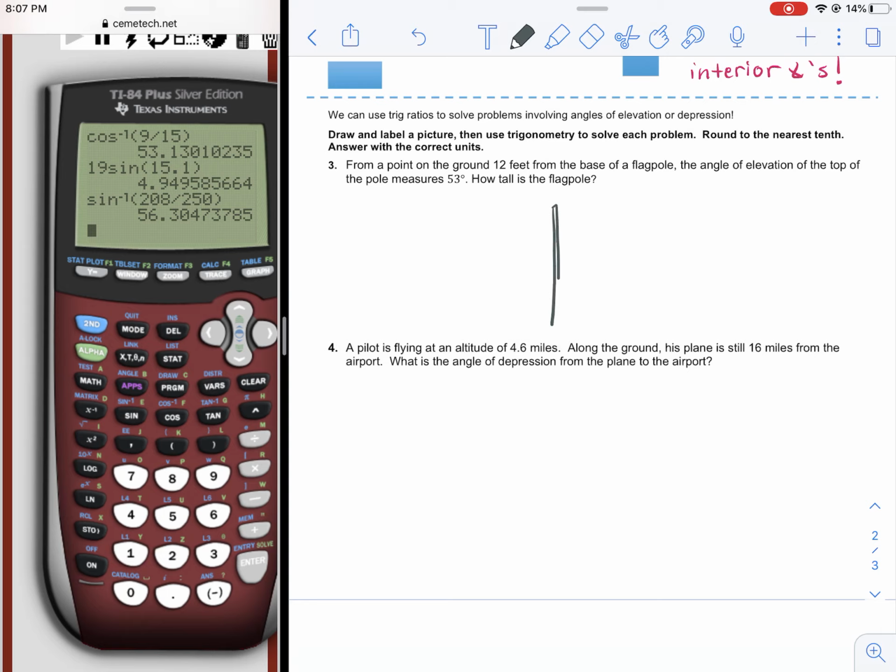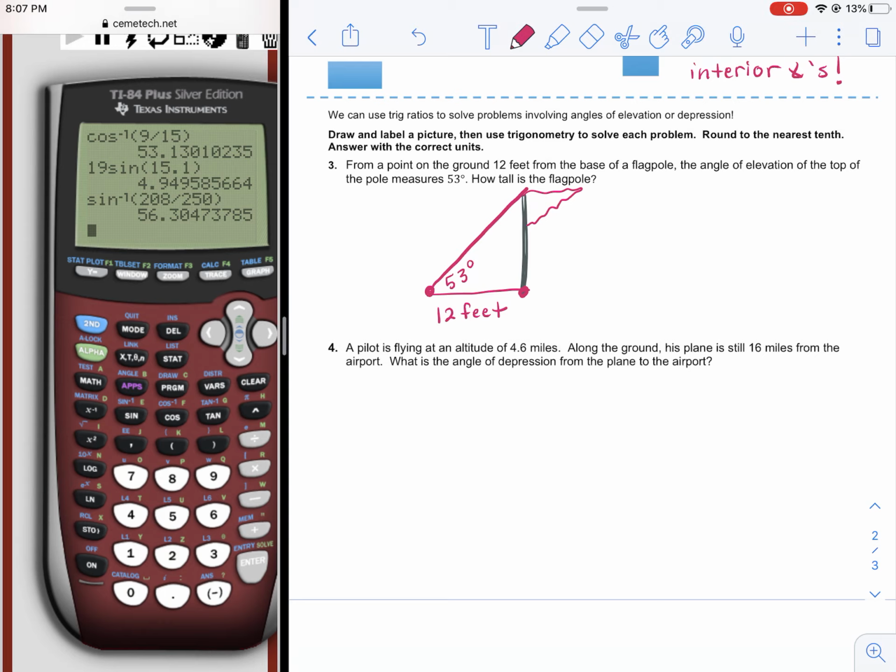All right, so we've got a flagpole. I'm going to make a simple little flag coming off of that. All right, and it says from a point on the ground 12 feet from the base of the pole. So here's the base of the flagpole, and we're looking at a point on the ground 12 feet from the base of the pole. Let me make that a little smaller. So 12 feet from the base of the pole. The angle of elevation of the top of the pole. So from 12 feet away to the top of the pole, this angle is 53 degrees.